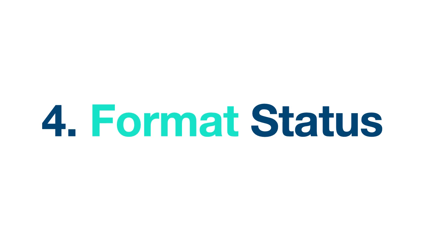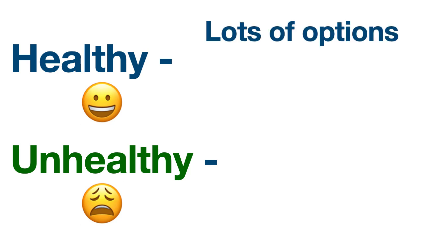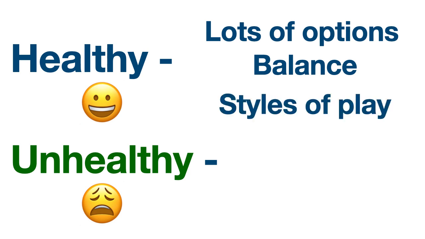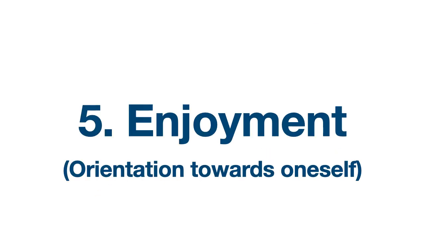Next is format status. The format is the environment, or the amount and kinds of cards and strategies available at a given time in standard play. The two main categories are healthy and unhealthy. Healthy is characterized by lots of options. There are many archetypes with unique features available for selection. Balance, by which we mean a variety of strategies, not the same thing ad nauseum, so how you use archetypes, and also styles of play. Aggro, control, and mill are equally present. And unhealthy is just the opposite.